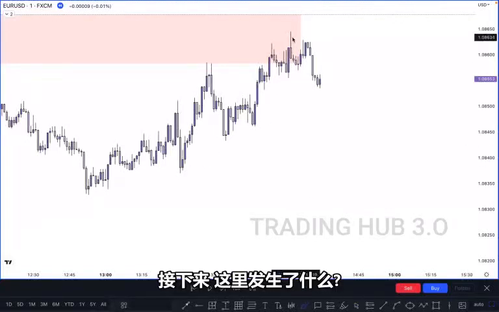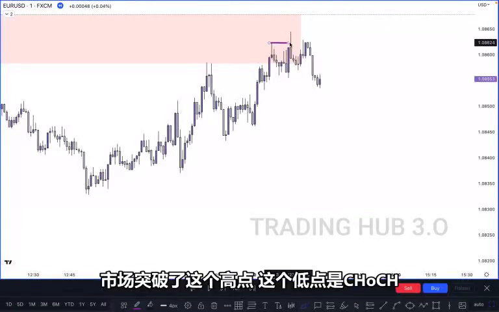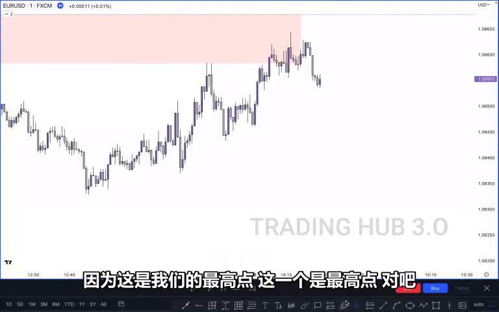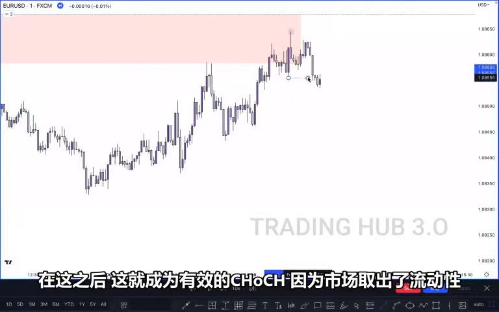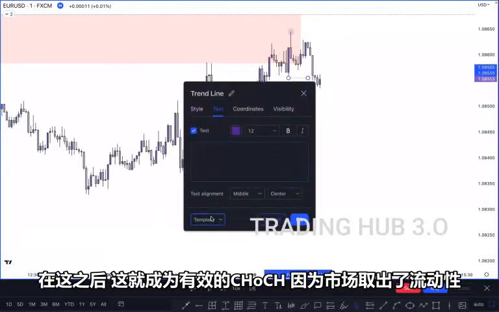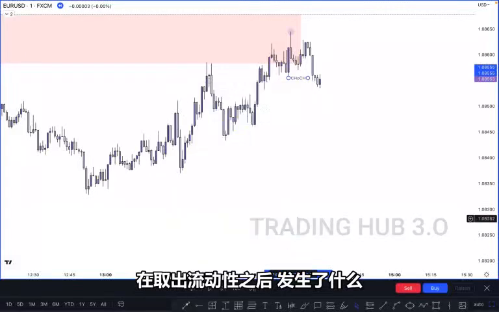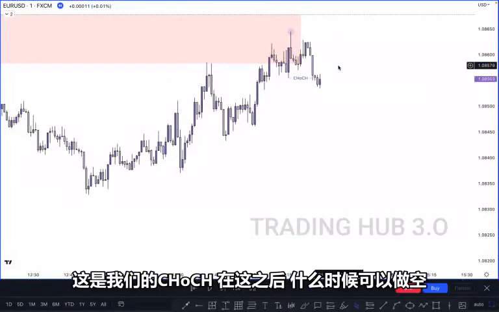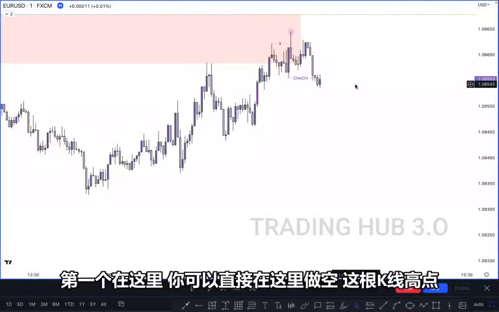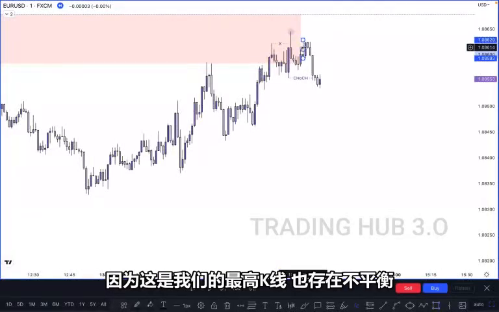On the next attempt, finally the market breaks this high, and this low is a change of character, because this one is our highest high. This becomes our valid change of character because the market has taken out the liquidity, and after taking out the liquidity, this one is our change of character. After this change of character, when can we sell? The first one is here. You can directly sell here at this candle high, because this is our highest candle, with a proper imbalance at this time, and you can sell here.